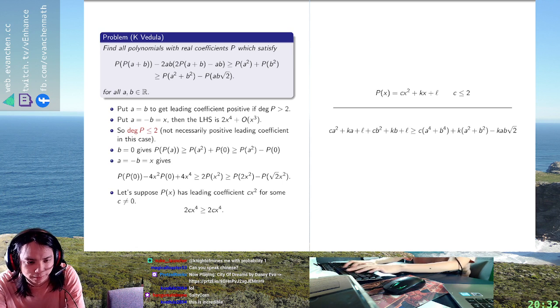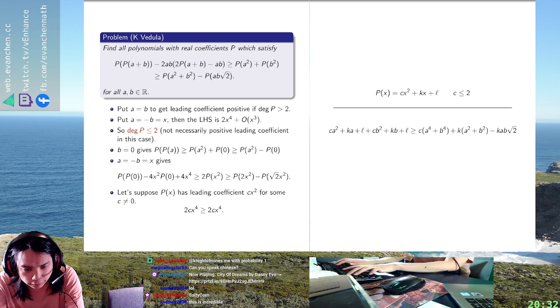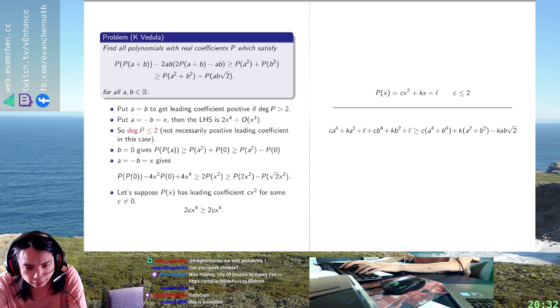Shoot, also I screwed up. This is A to the 4 and A squared. Okay, that's those things in there squared. Okay, so the cA to the 4 dies. And then cB to the 4 dies. Actually, let me keep this out so that I can rewind if I need to. And then the k, A squared plus B squared also dies. So everything dies. Yeah, everyone dies at the end.